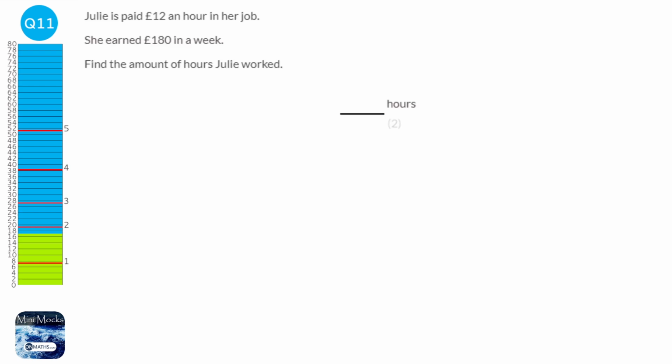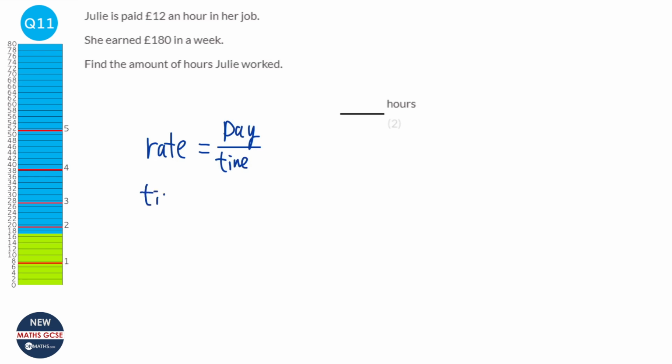Rate is always something over time. So in this question, we can work out the rate as being the pay, or the final pay, over time. Now we're asked what the time is, so we're just going to put the time on the left-hand side, and we're just going to swap the rate and time over. So it would just be pay over rate.